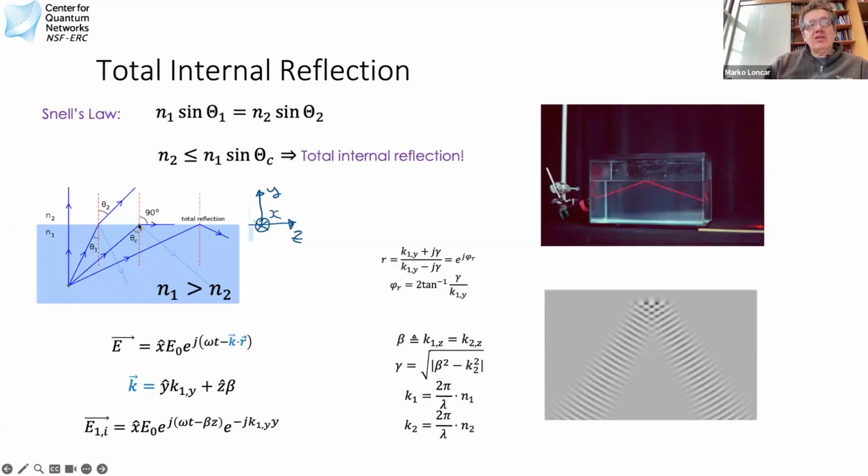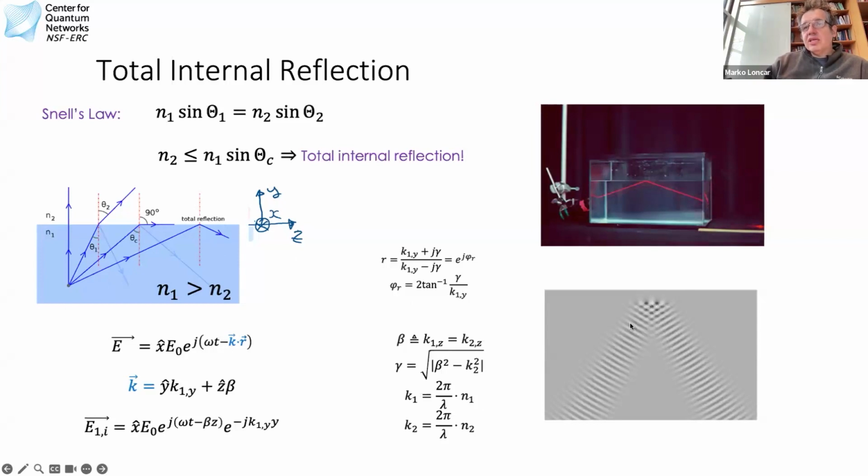Actually, it appears that the beam that hits here doesn't quite reflect at this point. It reflects a little further away. And this is the so-called Goos-Hänchen shift, essentially, that is due to the fact that this boundary is not very hard. Light kind of feels a little bit what's on the other side. And because of this, there's this shift.